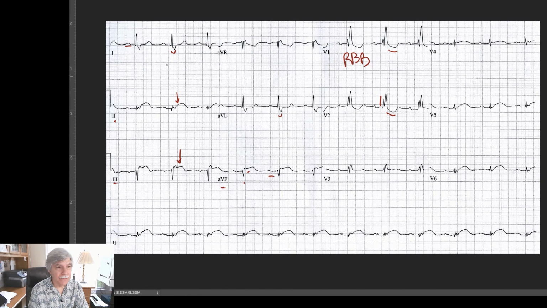Looking at the lateral leads, 1 and AVL look okay, but V5 and V6, there's again a little bit of a hint of ST segment elevation. So if you're working in the emergency room and you see this, particularly in a patient who has chest pain, this is consistent with the diagnosis of an acute inferior wall MI. And you might even say there's a posterior extension because of the ST segment depression in V1 and V2.